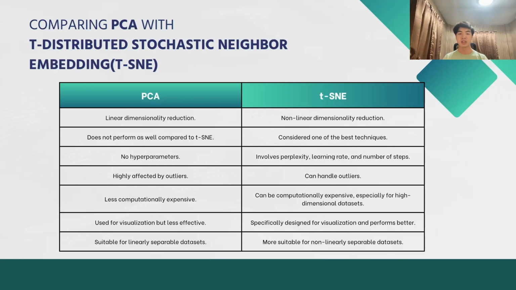PCA is less computationally expensive, while t-SNE can be computationally expensive, especially for high-dimensional datasets. PCA is used for visualization, but it's less effective compared to t-SNE because t-SNE is specifically designed for visualization and performs better. PCA is suitable for linearly separable datasets, while t-SNE is more suitable for non-linearly separable datasets.